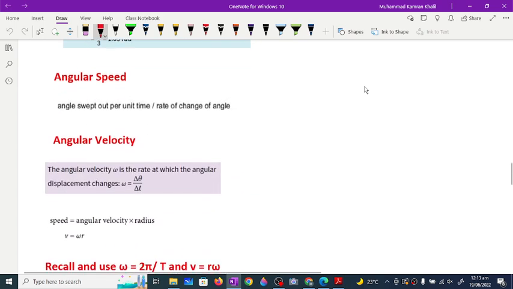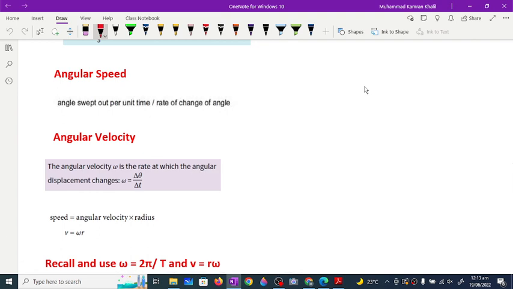Now we will move towards the next portion, which is angular speed. Angle swept out per unit time, or the rate of change of angle, is called the angular speed. This term has been asked in the past papers, and the exact definition I have taken from the mark scheme. So always remember to learn the definitions from the mark scheme. Now the angular velocity is represented by the symbol omega. Omega is the rate of change of angular displacement.